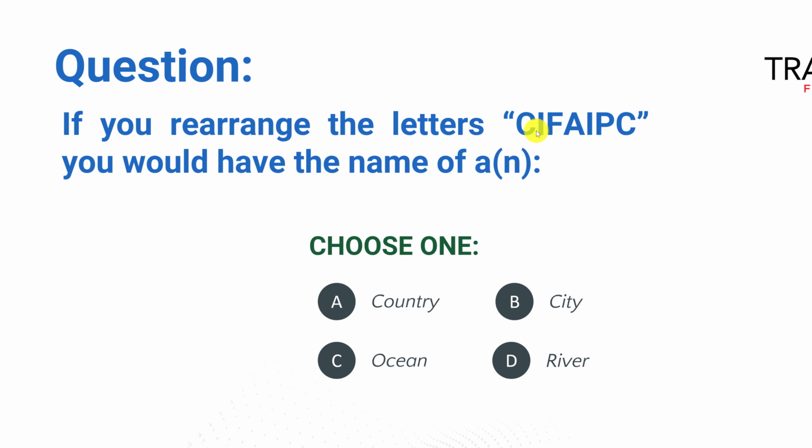You can't rearrange this set of letters to get to the country. You can't rearrange it to get to the ocean or to any one of these words. It is a country name that would be a result of this rearrangement, or an ocean name, or a city name, or a river name. So let's see if you can get this one correctly.